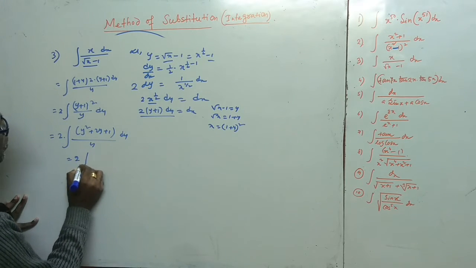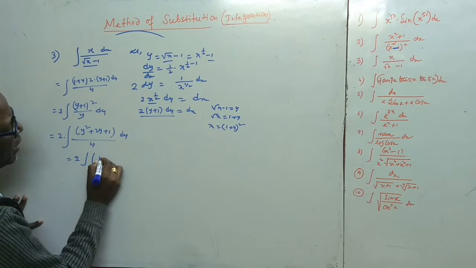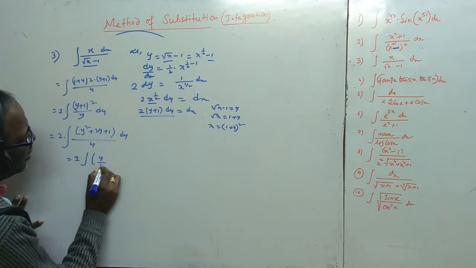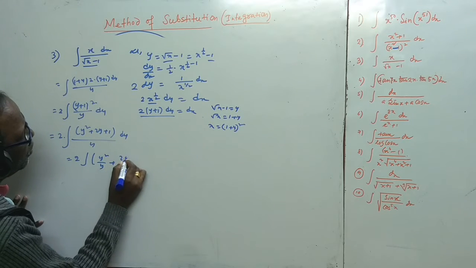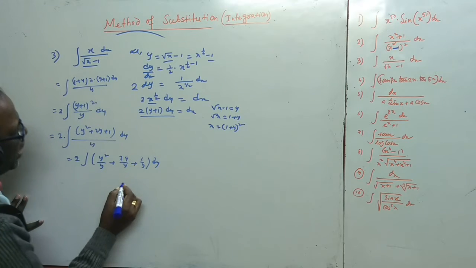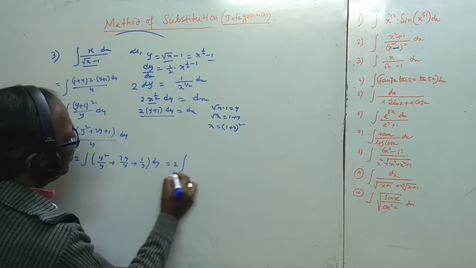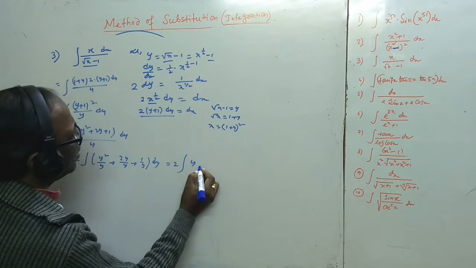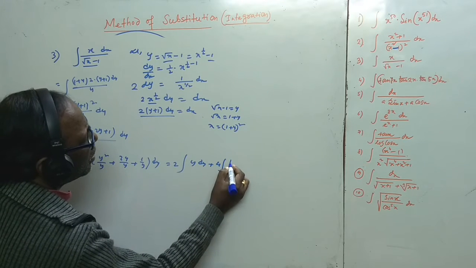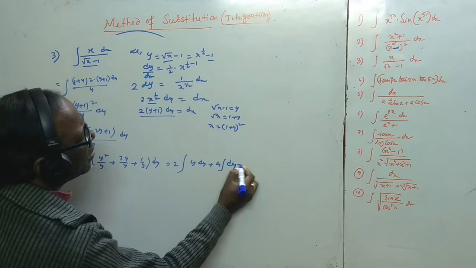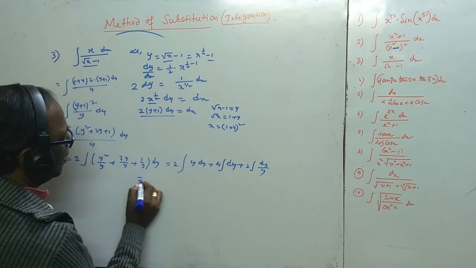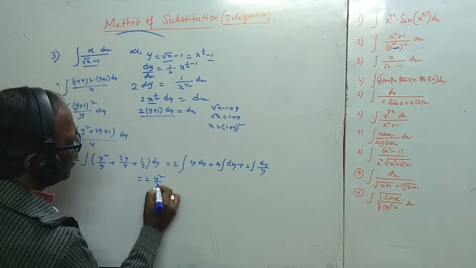See, 2 into y square by y, 2y by y, 1 by y, and dy. This is y dy, dy, 2 into y square by 2.